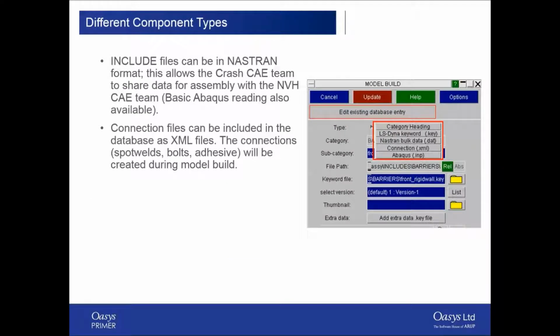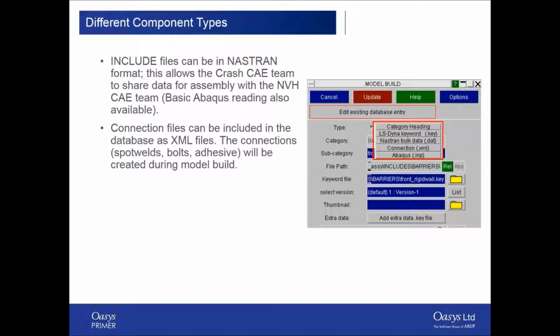Now, so far I've just been talking about these components as include files, reading in different include files, but you can specify different component types. The default really is a dyna keyword, but you can specify a nastran file as well. Primer can read nastran data and convert them into LS-DYNA data. You can also specify connection XML files.